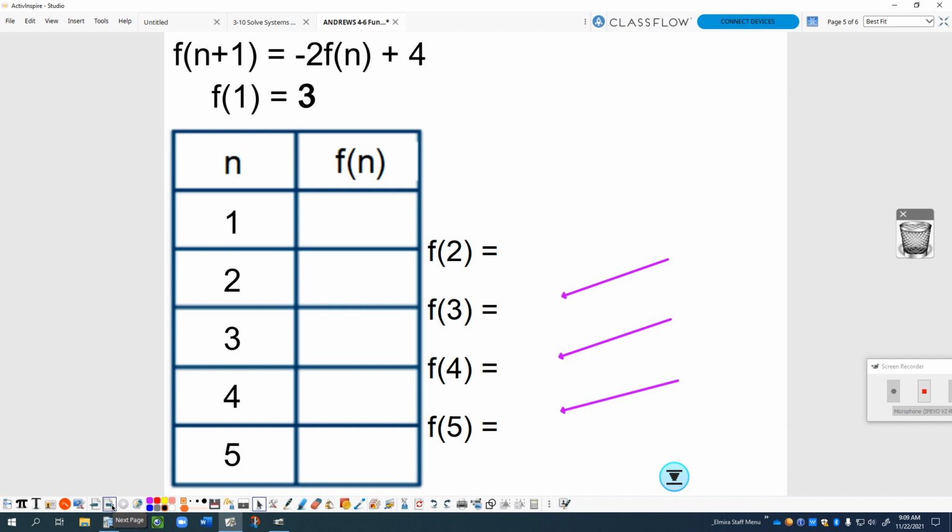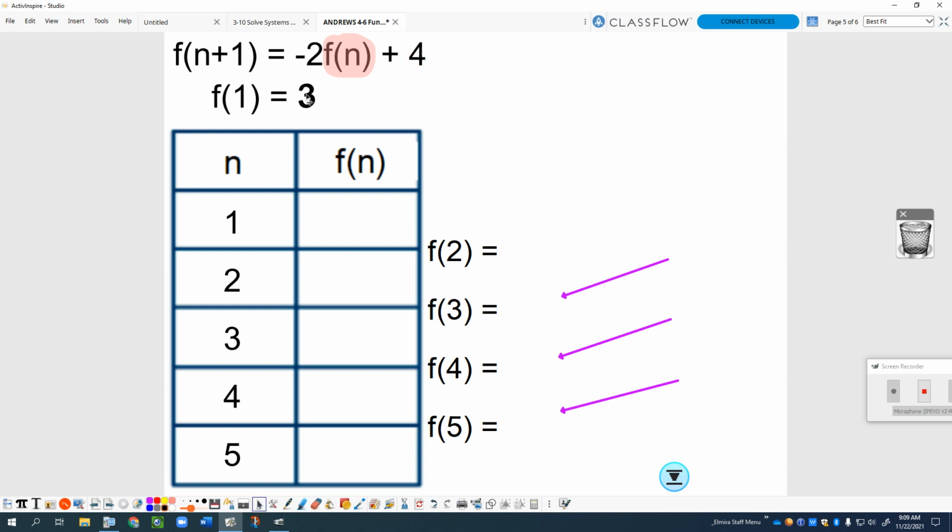Okay, one more example. We have f of the next term is going to equal, here's that weird notation, equals the current term times -2. So -2 times the current term plus 4.